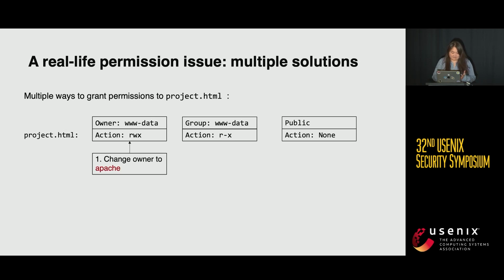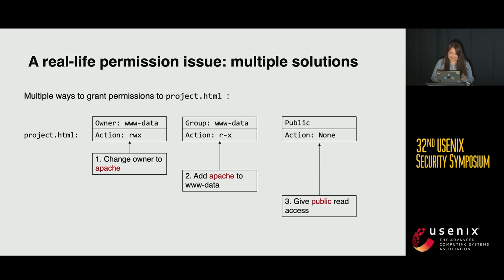First of all, we can change the owner of this object to Apache, and now Apache will be able to access this, but then the original owner might lose access. Or we might want to add this user to the group www-data. However, this means that Apache not only can access this file, but also other resources that this group has access to. And lastly, we can give public read access so that Apache can read this without having new roles or becoming the owner of the file.